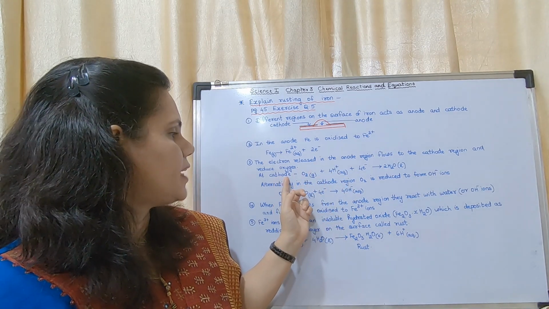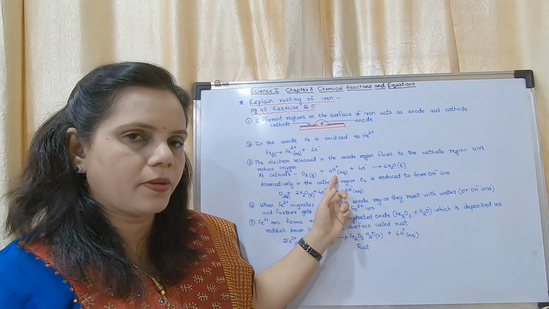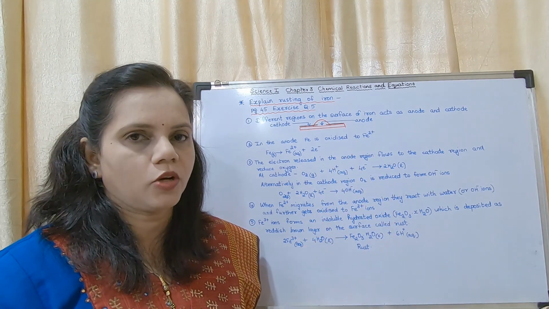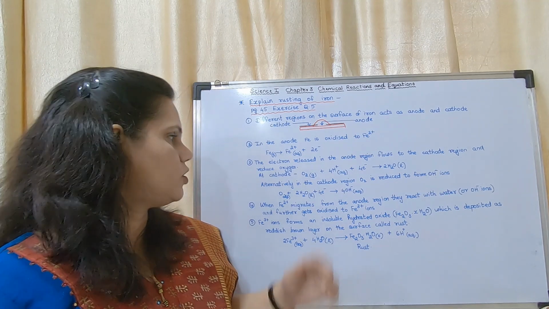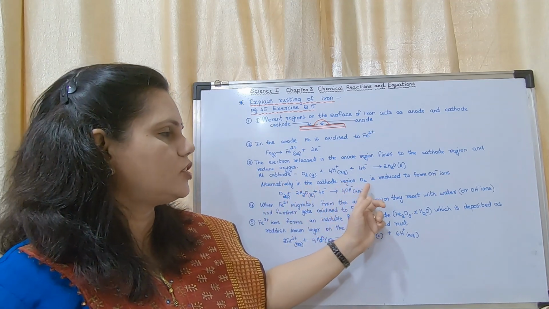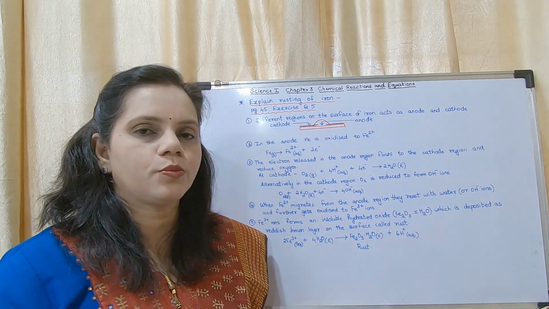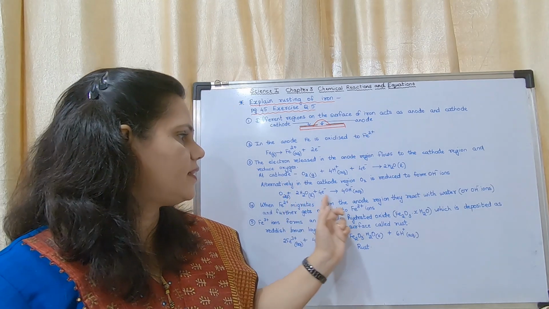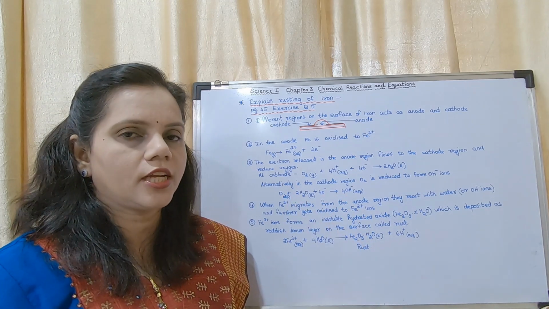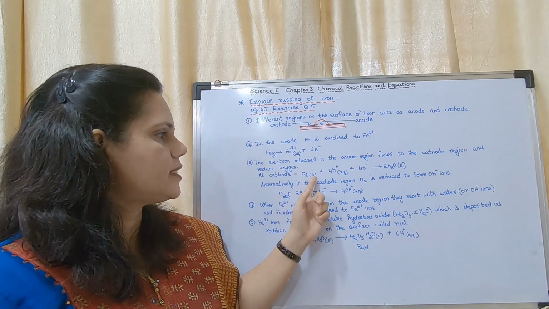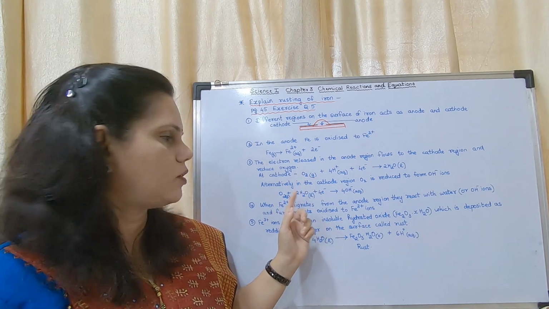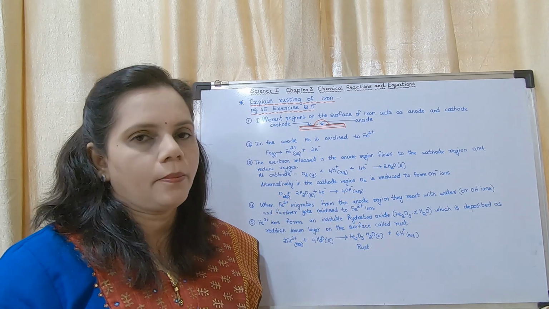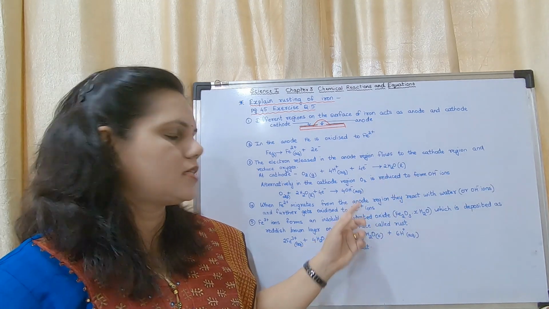So at the cathode, O2 plus that H+ plus these 4 electrons combine to form water molecules. Alternatively, in the cathode region, O2 is reduced to form OH- ions. In the diagram on page number 45, they have given an equation at the cathode. This also happens at the cathode: O2 plus 2H2O plus 4 electrons gives 4 OH- ions. So either this is formed or this is formed.